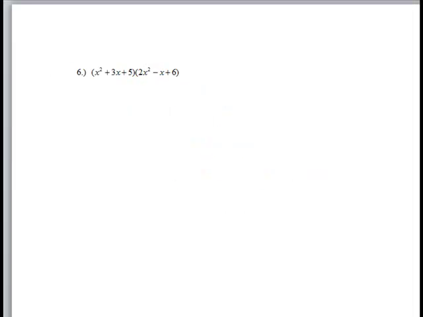Number 6, multiplication of 2 trinomials. So order of operations, we cannot simplify anything inside the set of parentheses, no exponents to work. So then we go on to multiplication. Multiply each term in the first polynomial by each term in the second. So the first term in the first polynomial, x squared, distribute it. It gives us 2x to the 4th minus x cubed plus 6x squared. The second term, the 3x, distribute it into the second polynomial.